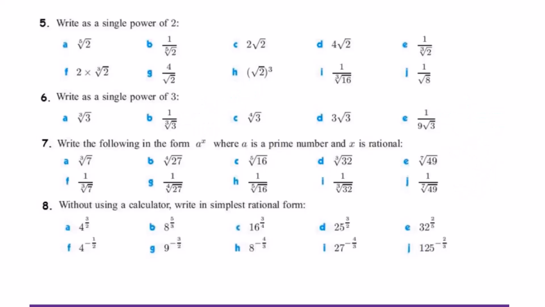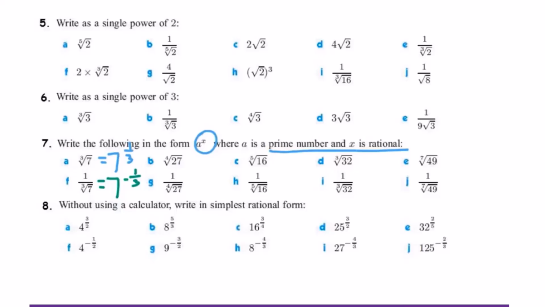For number 7, write the following in the form of a to the x power. A is a prime number and x is a rational. So for number a, I can write down 7 to the 1/3 power. Therefore, for f, I can write down 7 to the negative 1/3 power. Whenever we have 1 over means negative exponents.